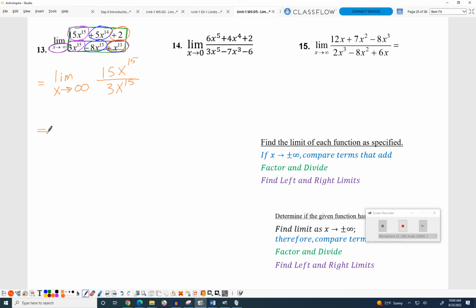Questions? Okay, the next item on the flashcard says we should always factor and divide. Look, up here, we were working with terms. Now we're working with factors. When you have factors, you can break them up into separate fractions. It makes it a lot easier to see exactly what's happening. So I'm going to rewrite this one more time. Everybody write what I'm writing. We have 15 over 3 multiplied by x to the 15th divided by x to the 15th.